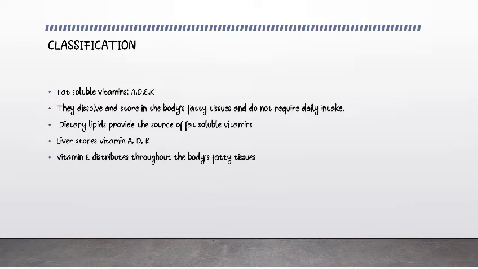The liver stores them, and dietary lipids provide the source of fat soluble vitamins. So the liver stores vitamins A, D, and K, and vitamin E is distributed through the body's fatty tissues.